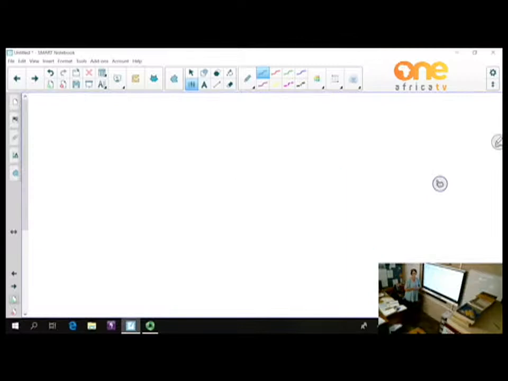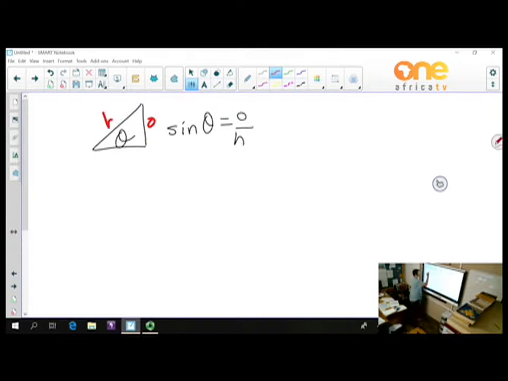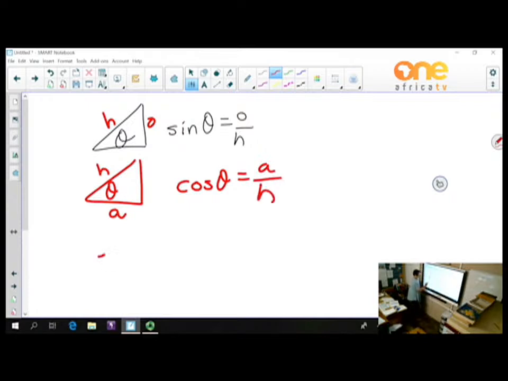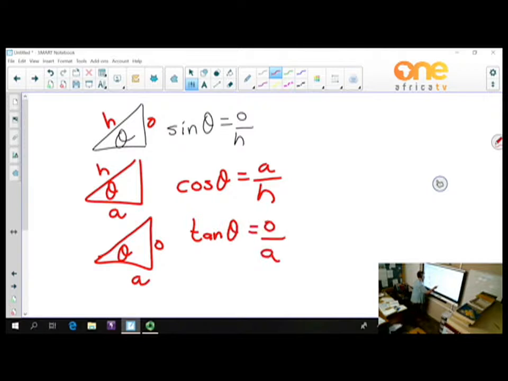Let's continue now with our functions. The first one is sine theta, which is opposite over hypotenuse. The next one, cosine theta, is adjacent over hypotenuse. And then the third one, tan theta, is opposite over adjacent.